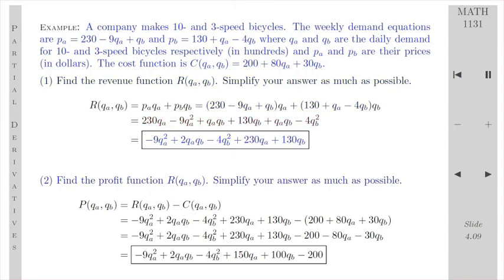Profit is still revenue minus cost. So we just take the revenue function we just found, subtract the given cost function, and then simplify. So I have to distribute this minus here over all the terms inside, and then combine like terms. That gives me the profit function.